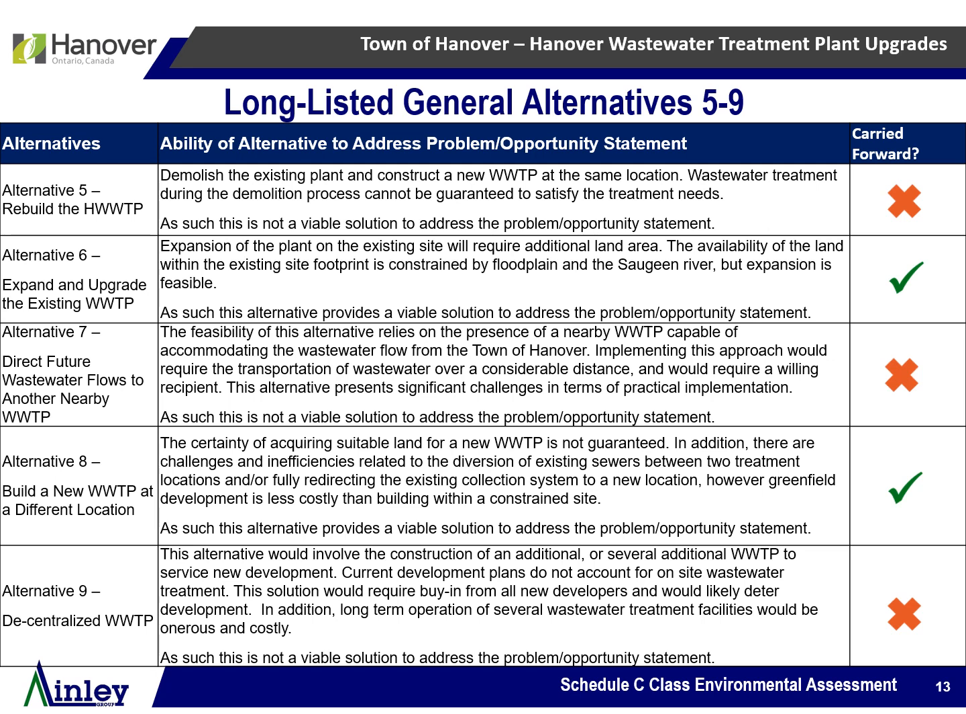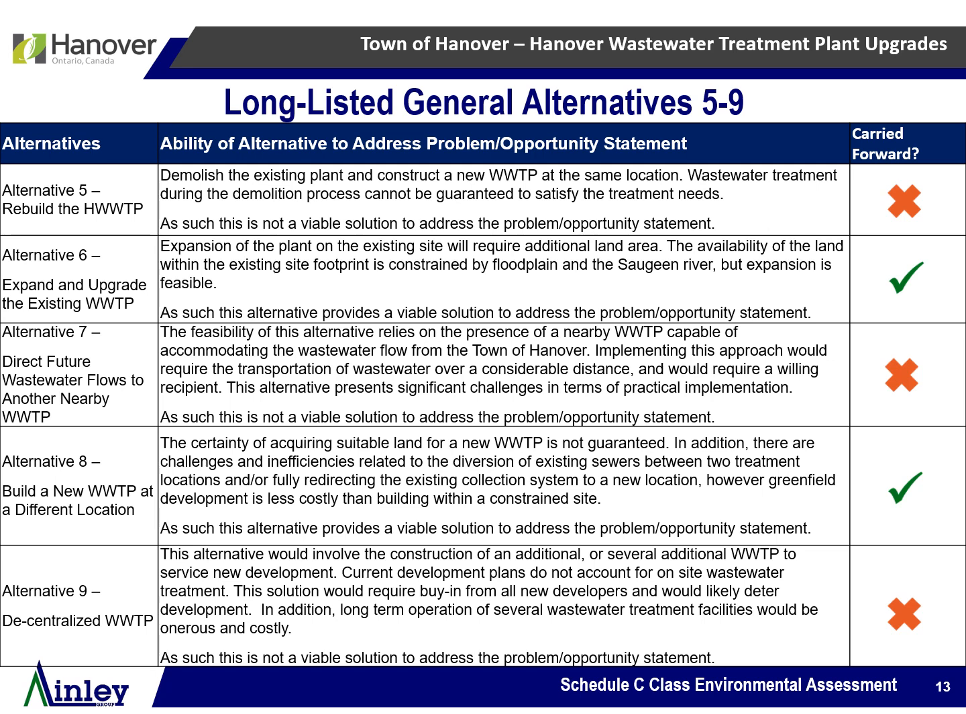Alternative 8, build a new wastewater treatment plant at a different location. The certainty of acquiring suitable land for a new wastewater treatment plant is not guaranteed. In addition, there are challenges and inefficiencies related to the diversion of existing sewers between two treatment locations and/or fully redirecting the existing collection system to a new location. However, greenfield development is less costly than building within a constrained site. As such, this alternative provides a viable solution to address the problem and opportunity statement.